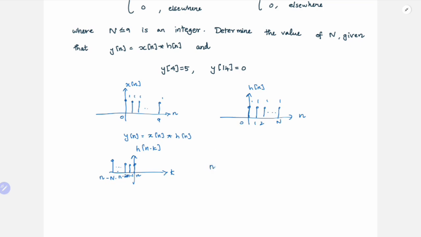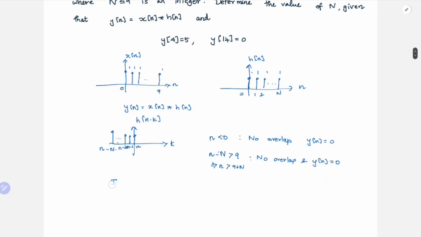So you can see for n less than 0, there is no overlap. So your y of n is equal to 0. And for n minus N greater than 9, which implies that n is greater than 9 plus N, again no overlap, and your y of n is again equal to 0. So it need not necessarily be square pulses because this is true regardless of anything, right? We haven't brought the amplitude into the picture.